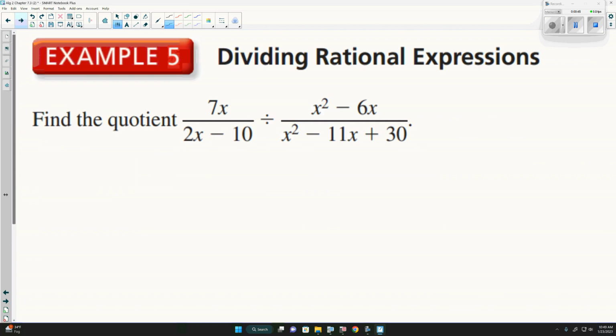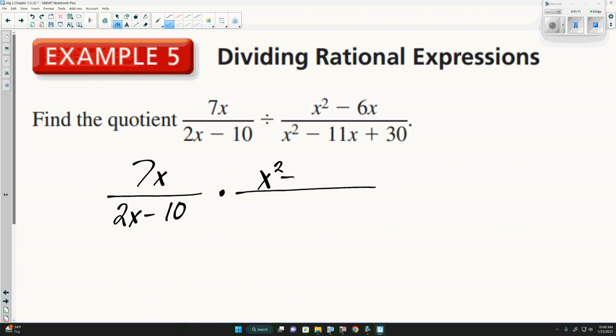So if we look at this first one here, taking the quotient of 7x over 2x minus 10 and x squared minus 6x over x squared minus 11x plus 30, the first thing we can do is rewrite the first rational expression, 7x over 2x minus 10. We change it from division to multiplication, and then we flip the second. So our numerator is now x squared minus 11x plus 30, and the denominator is now x squared minus 6x. Now after this, the rest is going to be the exact same as what we did Friday.